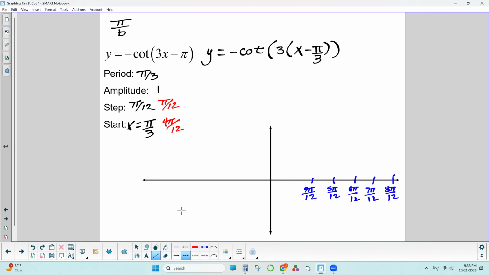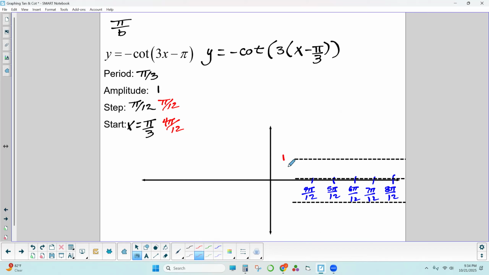Bring in my midline. So my midline here is 0 because there is no vertical shift. My high line is at 1 and my low line is at -1 because there's no amplitude change. I can label those here as 1, 0, and -1. I'm starting at 4 pi over 12. This is cotangent. Cotangent always starts undefined.